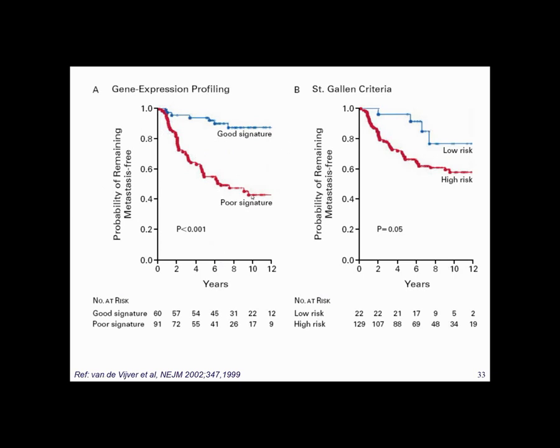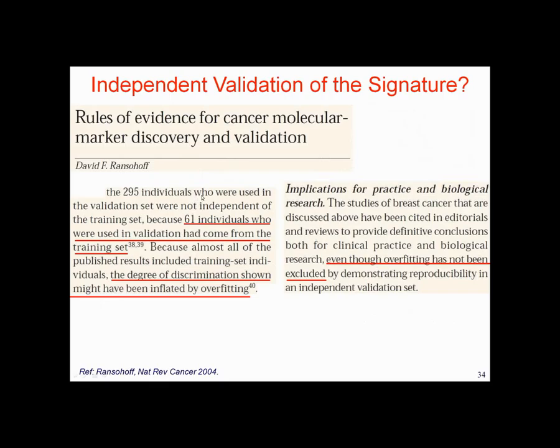And essentially, this indicates that based on the signature, you could predict whether someone would remain metastasis-free or not within, let's say, 5 or 6 years. Okay, fine. The question is, how did they validate this? Well, they did use a study with 295 individuals in the validation set, but they actually included in this data set 61 individuals who were used in the training data set. So actually one fifth of the validation data set was training data set individuals.